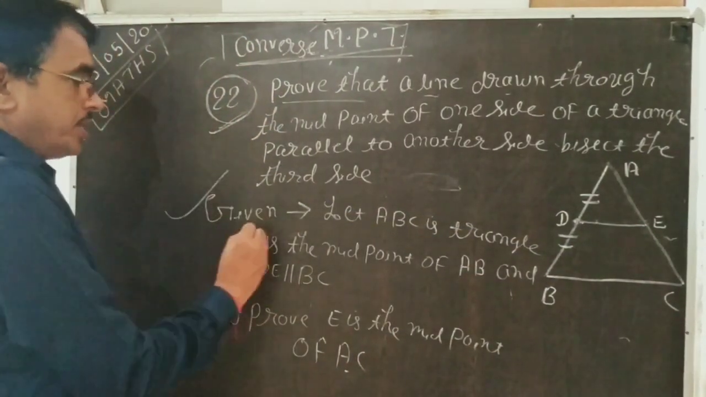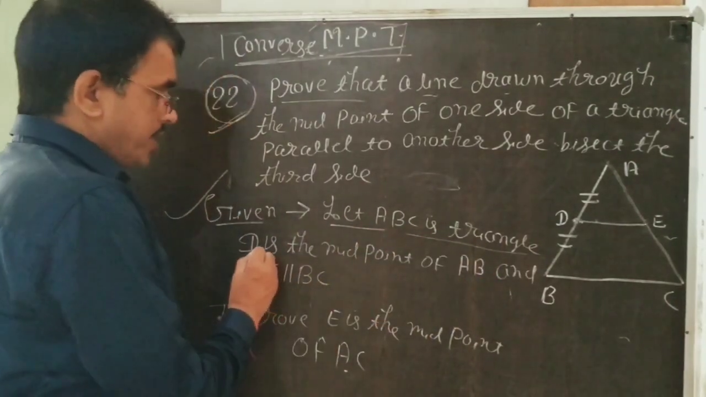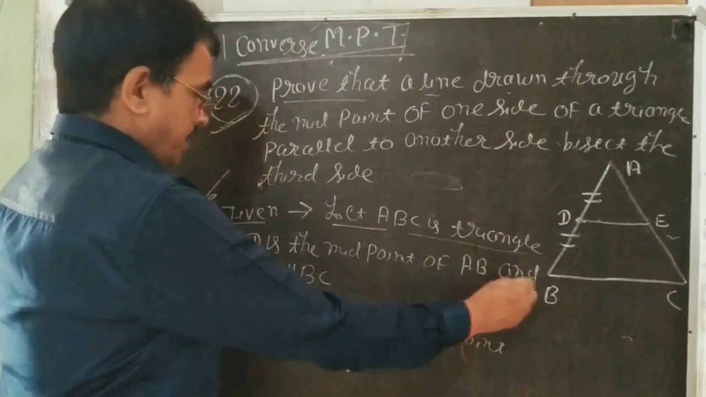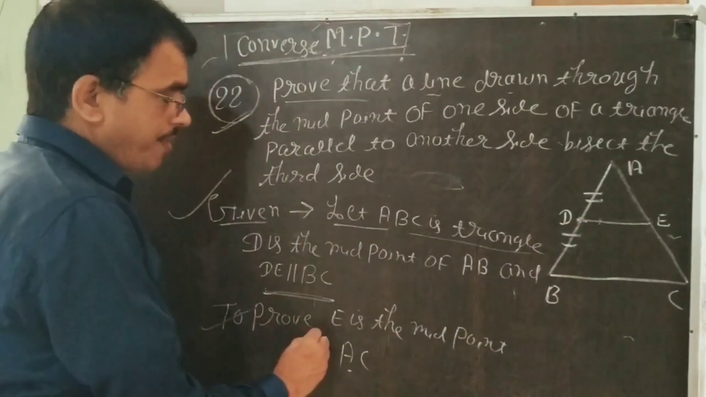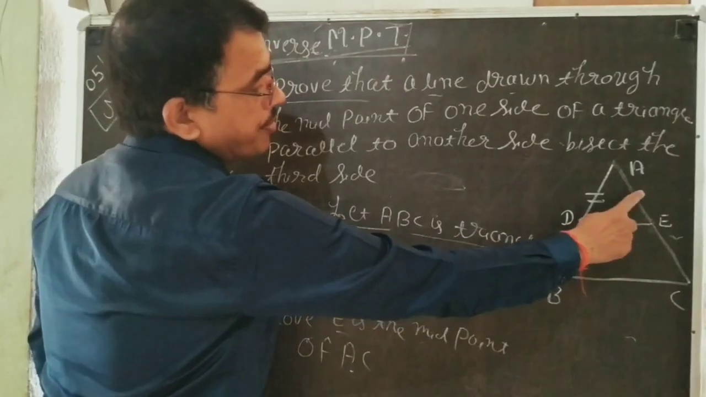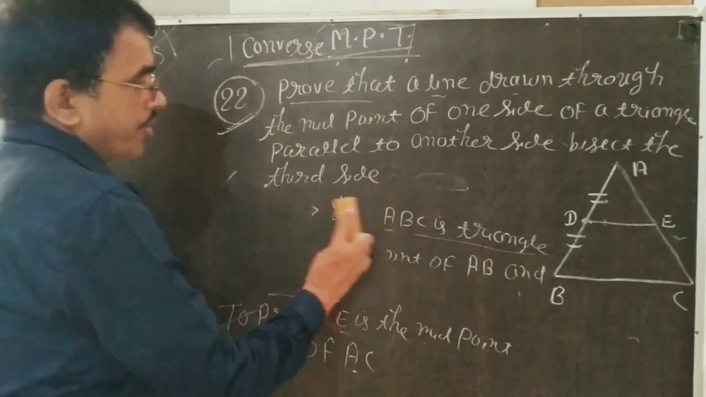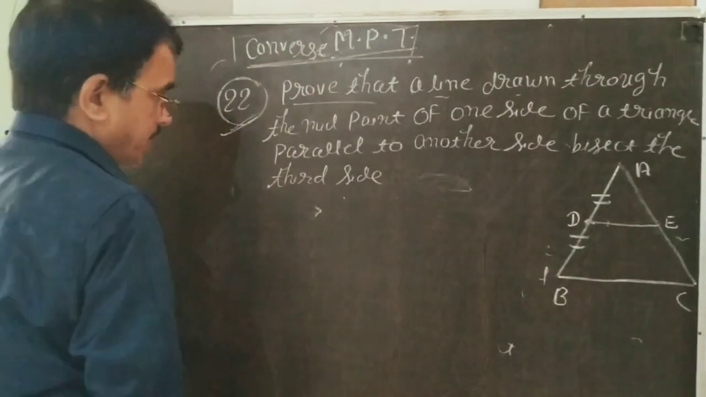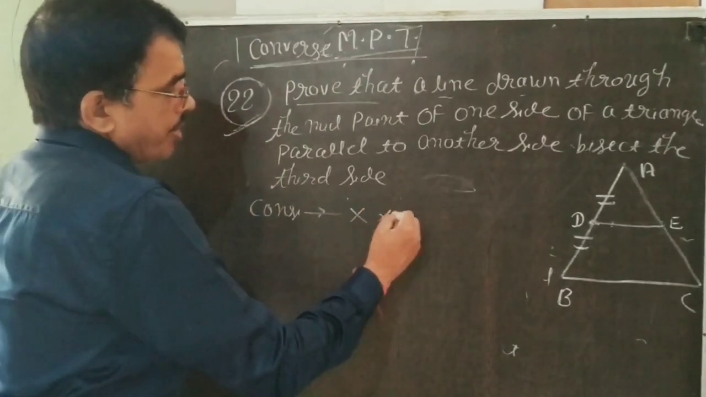So I write here, students, what is given. Let ABC be a triangle, D is the midpoint of AB, and DE is parallel to BC. Then what do you have to prove? You have to prove E is the midpoint of AC. That means you have to prove AE is equal to EC. Now you write the proof. No construction work is here, so you write construction: no work.